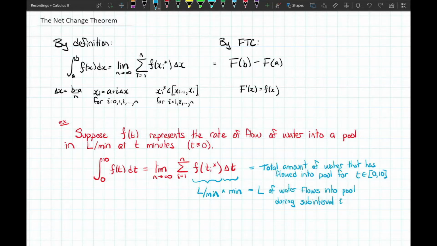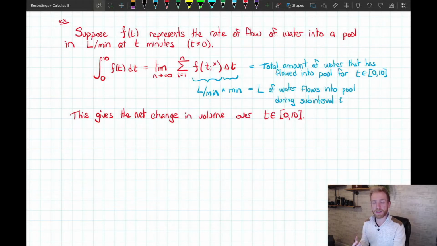This gives us the total amount of water that has flowed into the pool for the time interval from 0 to 10. So it doesn't actually tell us how much water is in there if there was water to begin with. It's just the total amount of water that has changed over that time interval. We call that the net change. This is the net change in volume over that interval of time. It might make a little more sense, if this is a rate of change of volume, to call it v prime of t instead of f of t.